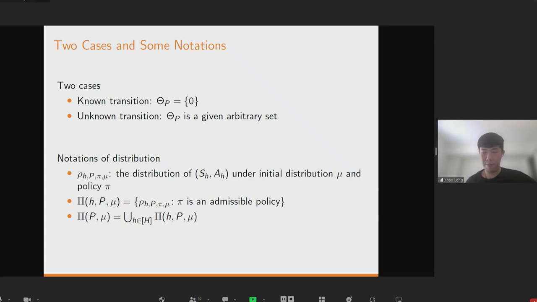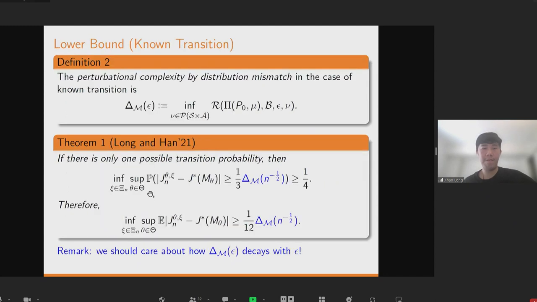We will then use pi of h, p, and mu to denote all possible distributions of the state-action pair on the transition probability p and the initial distribution mu. The pi of p and mu is just the union of pi over different time steps. We define the perturbational complexity, or distribution mismatch, of an MDP family M in the case of known transition by just replacing pi by pi of P sub zero and mu, the set of all possible state-action distributions, and taking the infimum among all choices of the estimated distribution mu. We show that the perturbational complexity of M is a lower bound of the worst-case error among all possible reinforcement learning algorithms with n samples. Therefore, this result shows that the sample complexity of reinforcement learning problems on the MDP family M is related to the decay rate of the perturbational complexity with respect to epsilon.